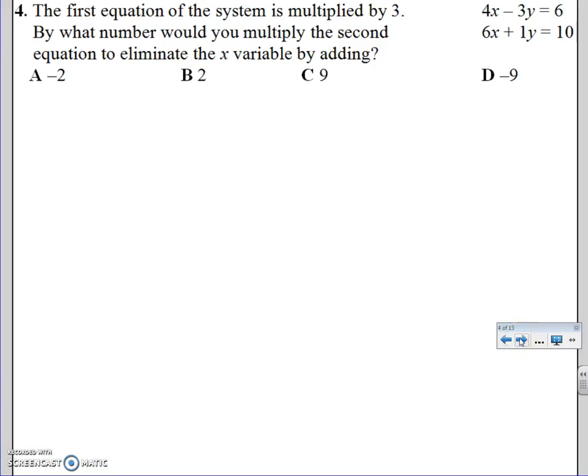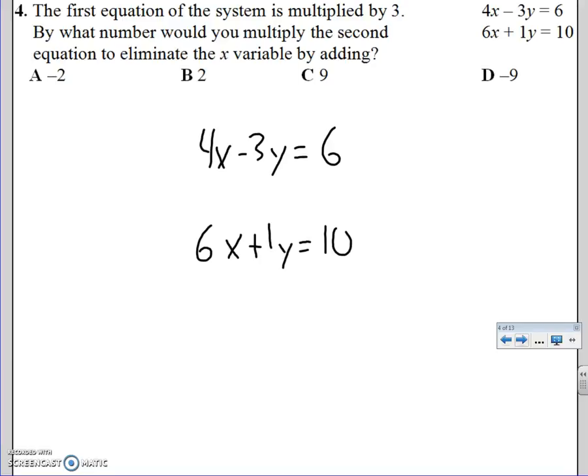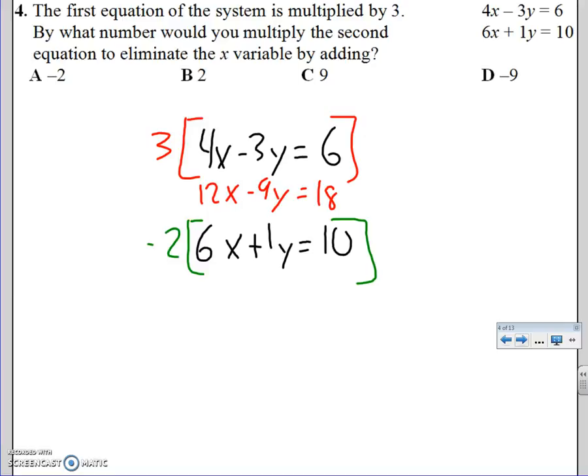Alright, there's our equations. They say 4x minus 3y equals 6, and 6x plus 1y equals 10. Now they don't do elimination. They're multiplying the first one by 3. So that's 12x minus 9y equals 18. They're asking what number would you multiply the second equation by to eliminate the x. So how do I go about x? I gotta make the bottom one 12, but not positive 12, negative 12. So to make 6 a negative 12, I need to multiply this by a -2. Because I make negative 12x minus 2y equals -20.